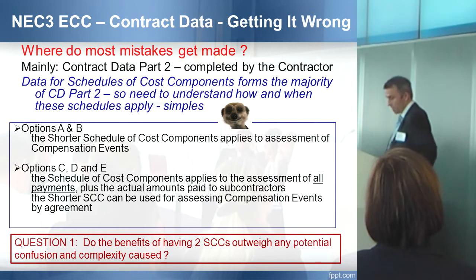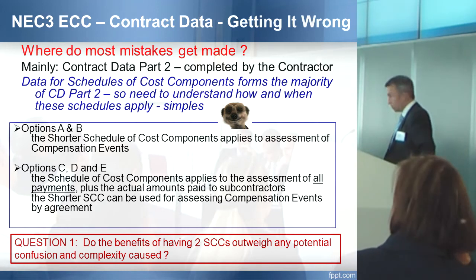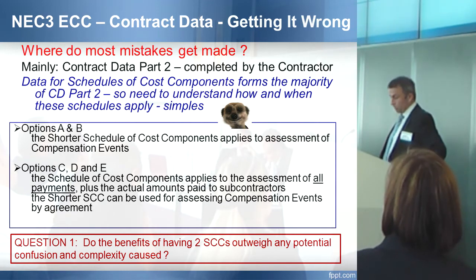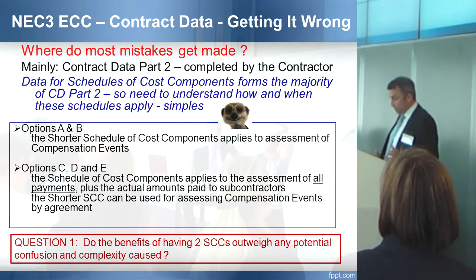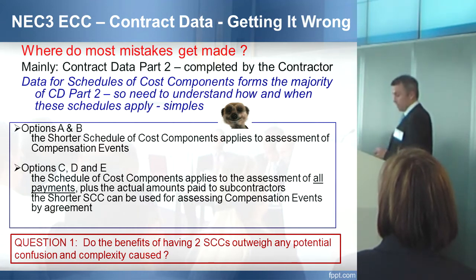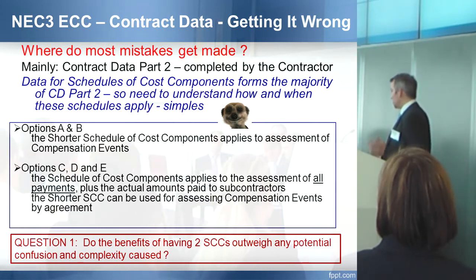Okay? So, in terms of contract data part 2, the majority of it forms data for schedules of cost components. So we need to understand how and when these schedules apply. So, straightforward. Under options A and B, the shortest schedule of cost components applies to the assessment of compensation events, as we know, and under options C, D, and E, the longer schedule of cost components applies to the assessment of all payments, plus the amounts paid to subcontractors. By the way, the shorter schedule could be used for assessing compensation events under options C, D, and E by agreement. Now, even trying to get this point across in a training session to some people who are fairly new to NEC, you see them glaze over a little bit.